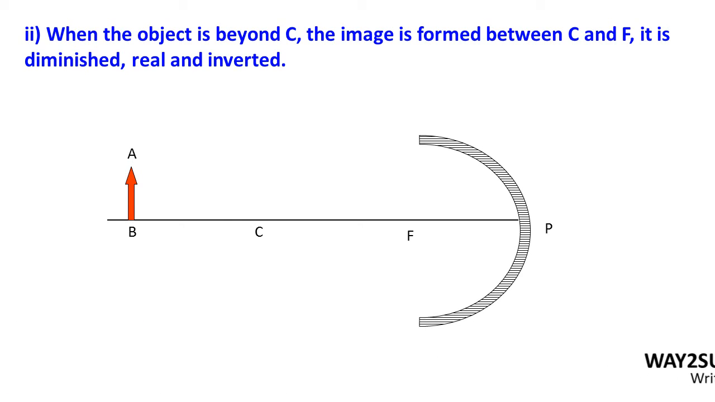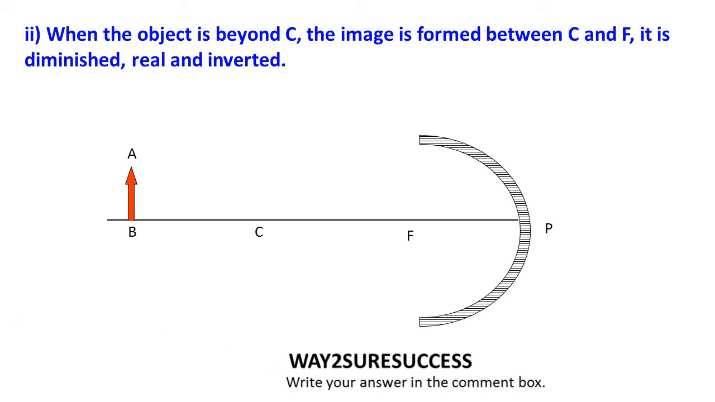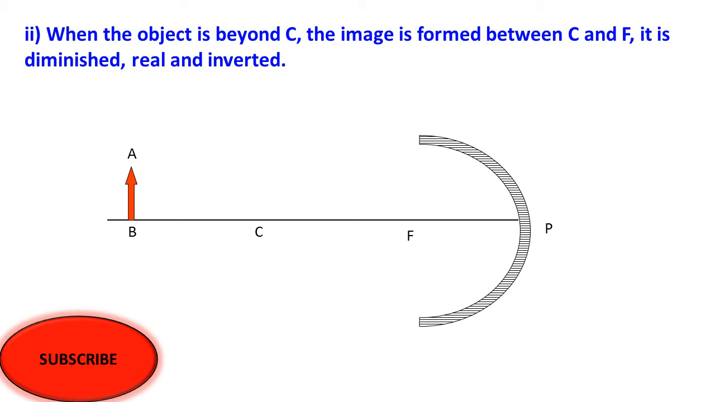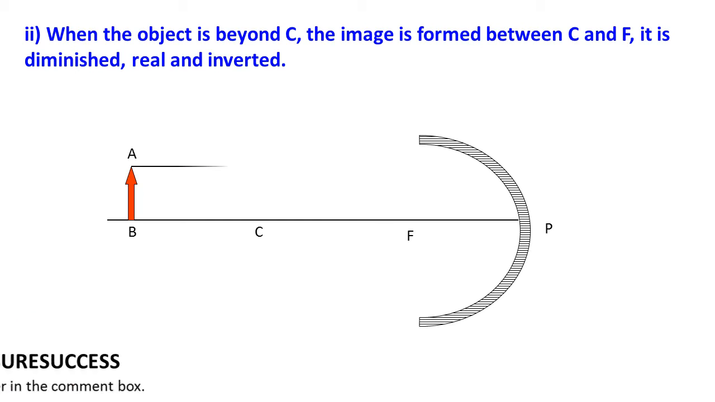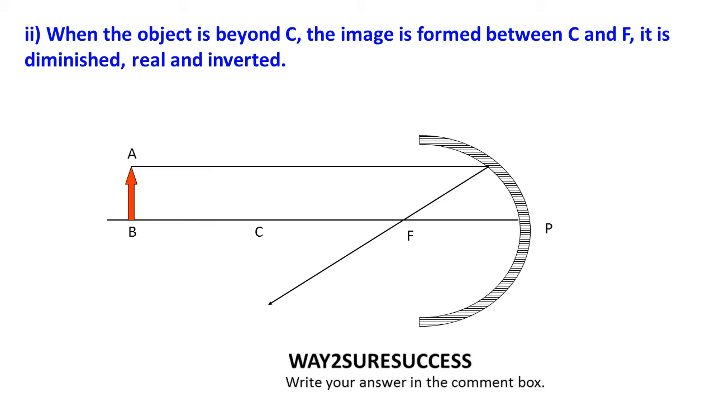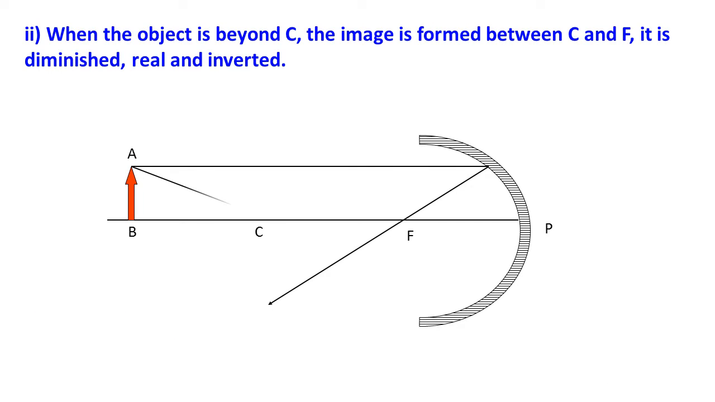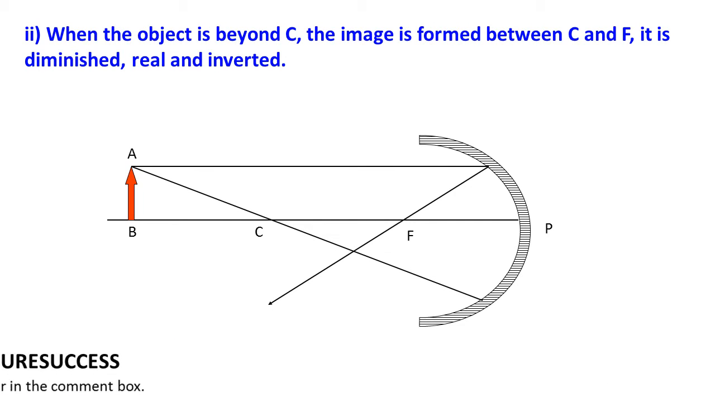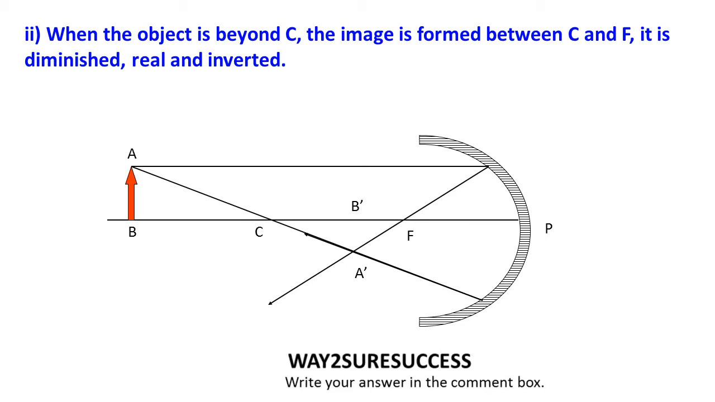Now, according to the rules of formation of image, draw a light ray parallel to the principal axis, and according to the rules, after reflection it will pass through the focus. Now draw the second light ray through the center of curvature, that is shown here, and according to rules it will reflect back in the same path.